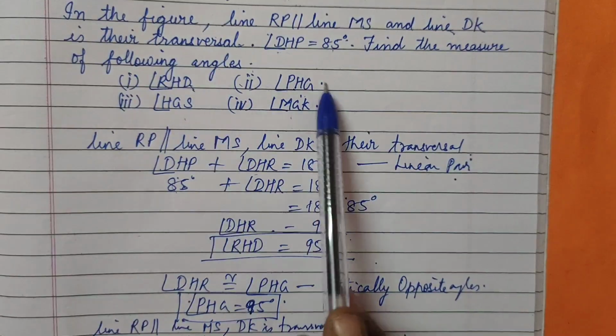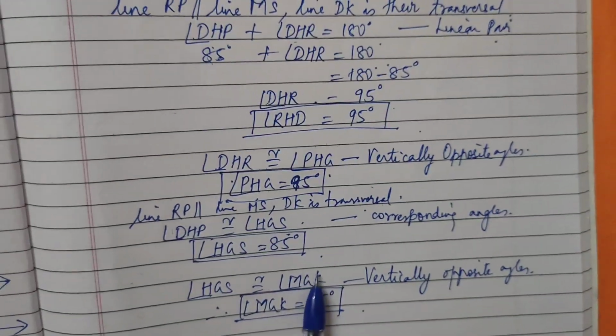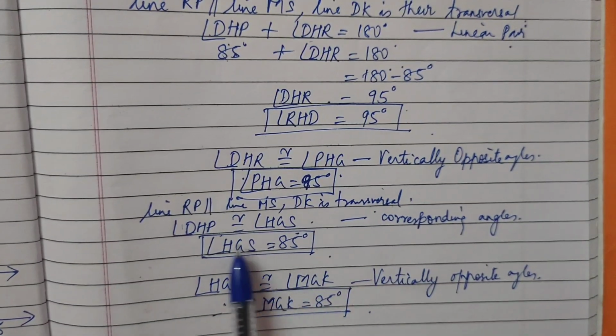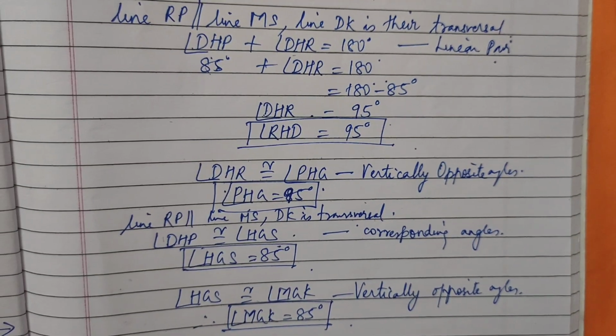So have we found all four angles? Yes. So you have to be very clear to name it. How you have to do the naming. Once you learn the naming, sums are very easy to find out, my dear.